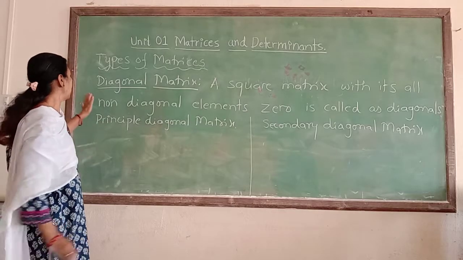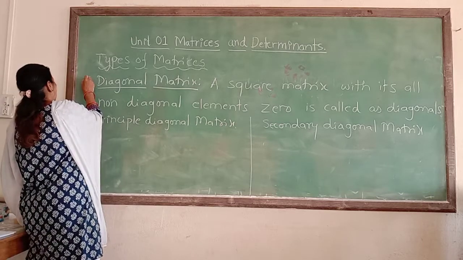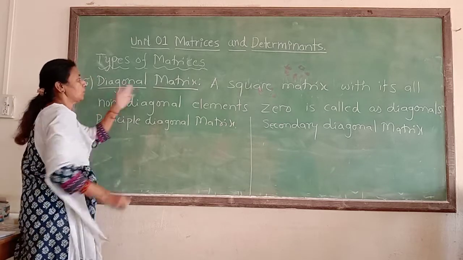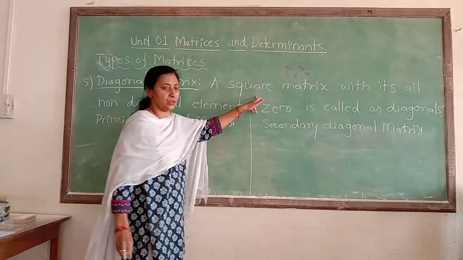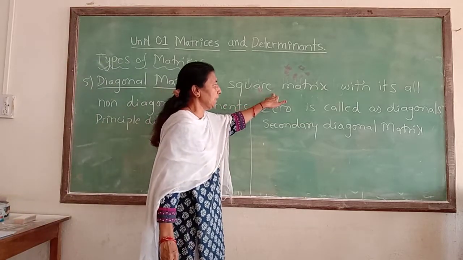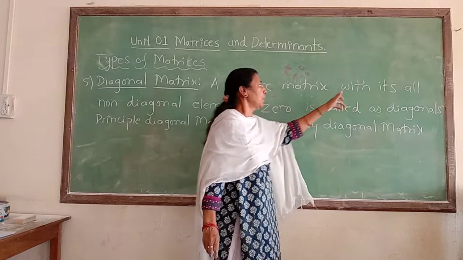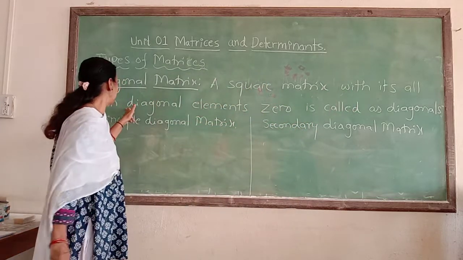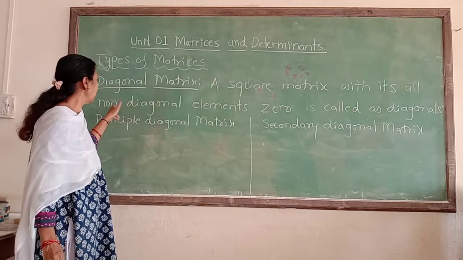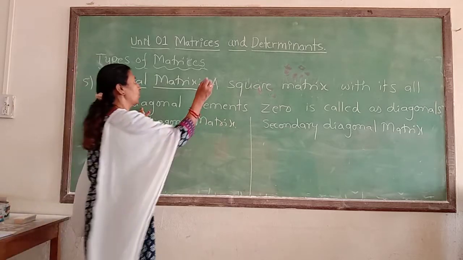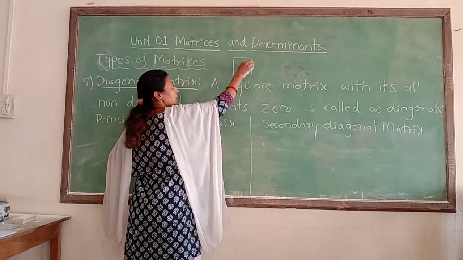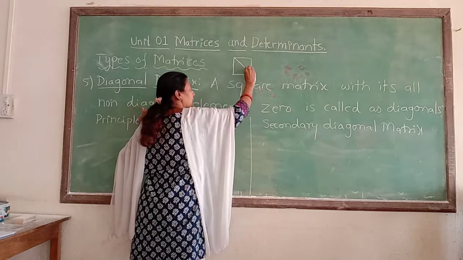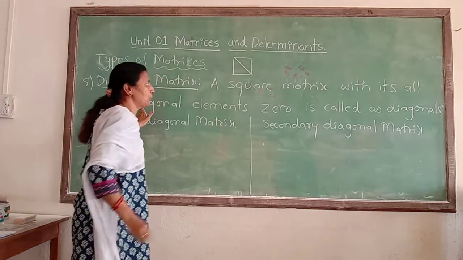Next, we are going to understand the diagonal matrix. What is a diagonal matrix? It is first a square matrix. It should be a square matrix. In that, what are the non-diagonal elements? You all know what a square is: all sides are equal. If you join opposite corners, that is going to be the diagonal.